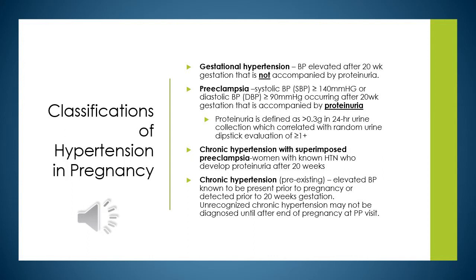Chronic hypertension or pre-existing hypertension is elevated blood pressure known to be present prior to pregnancy or that's detected prior to 20 weeks gestation. Unrecognized chronic hypertension also might not be diagnosed until after the end of pregnancy, at that postpartum visit about 6 weeks out.